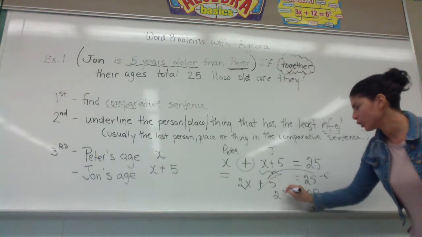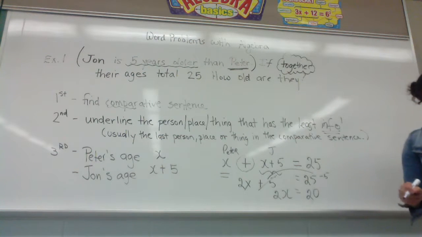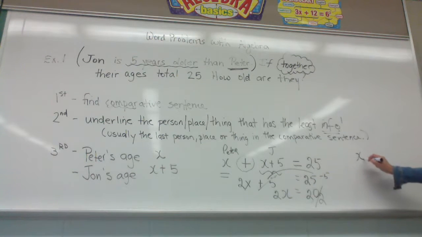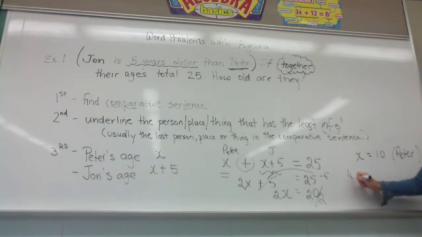And I'm left with this 2. What do I do with the 2? Divide by 2. So now x, who happens to be Peter's age, is an answer of 10. So what does that mean? Peter is 10 years old. And John is 5 years older, so 10 plus 5 is equal to 15 for John.